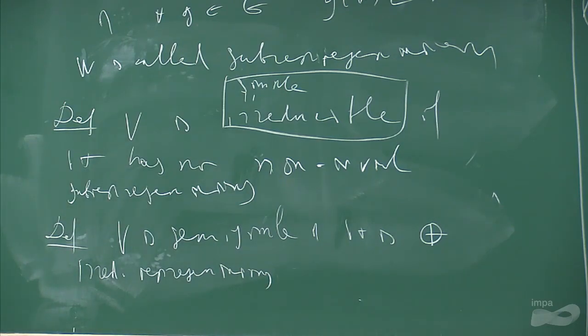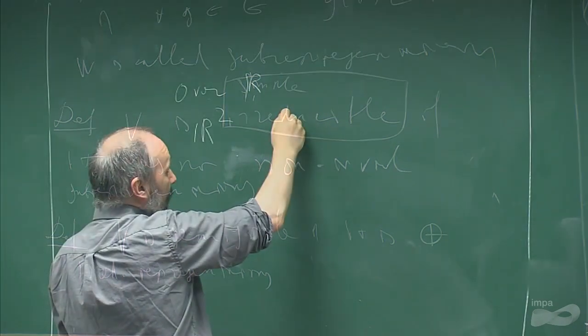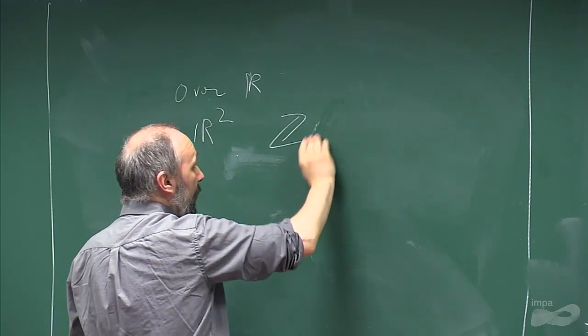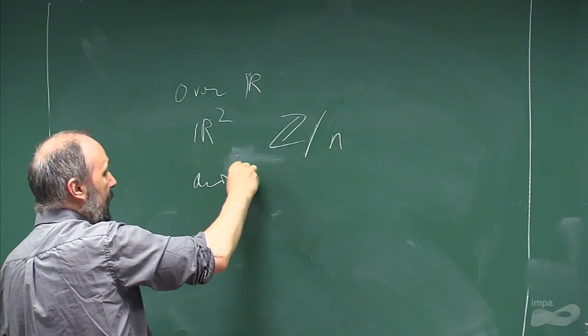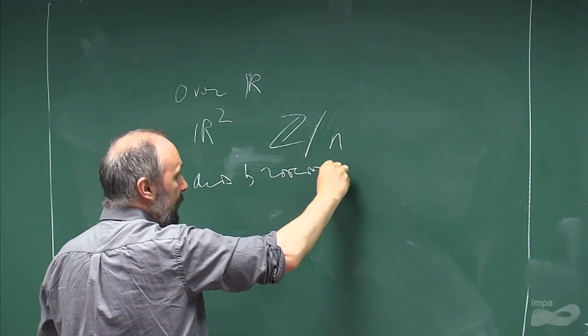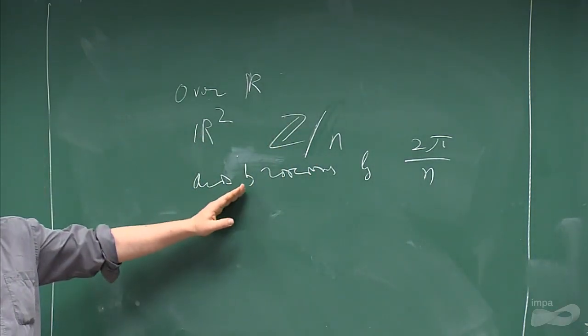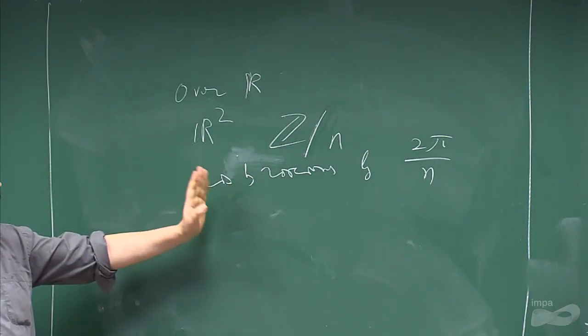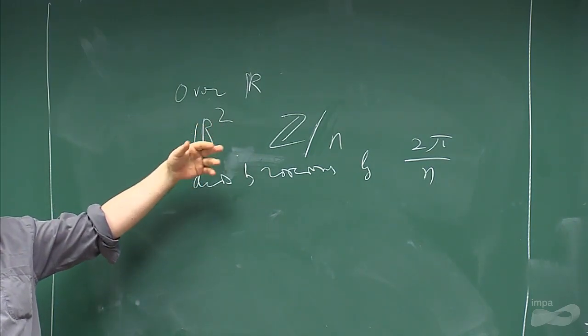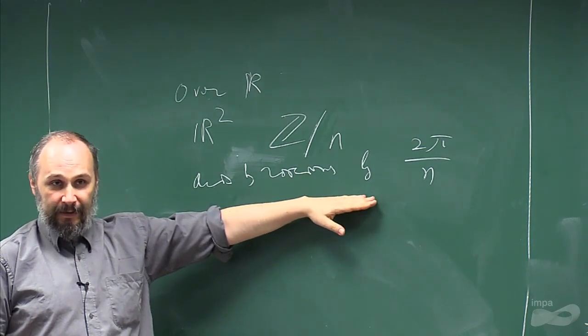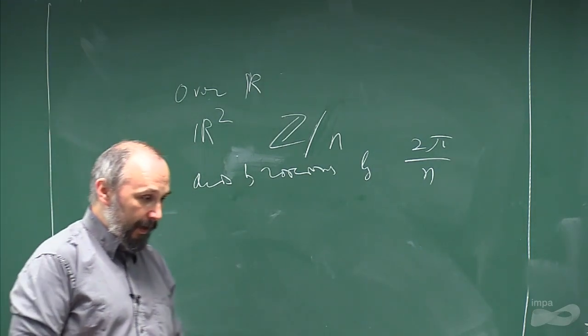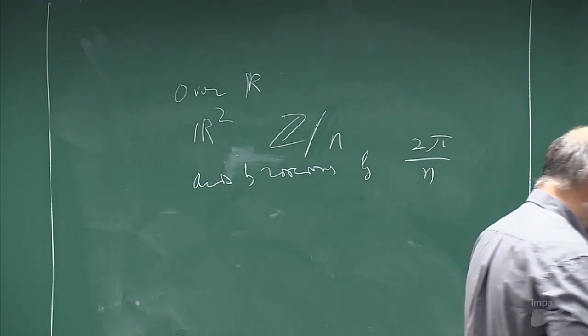So, for example, over R, you can have R^2 with action of rotations. Say Z/N acts by rotations by 2 pi/N. This is clearly irreducible because you don't have any one-dimensional subspaces which are preserved by rotations. This is an example of representations over R.